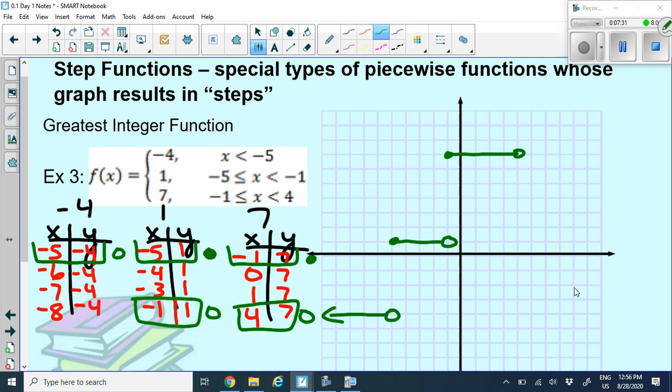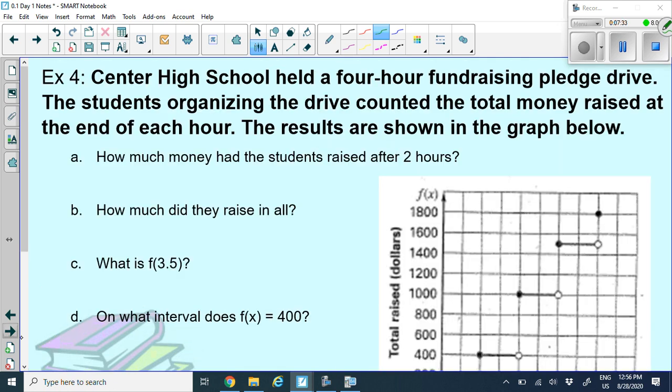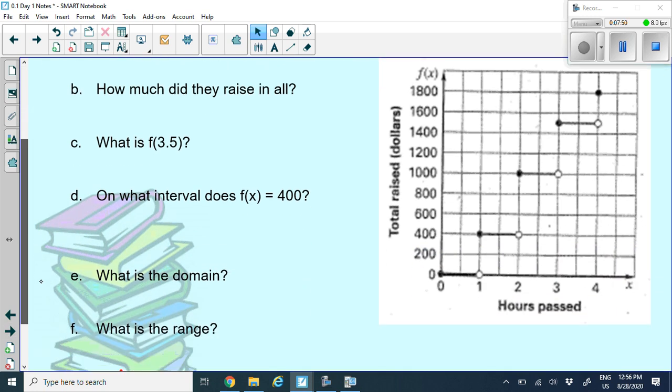Okay, now let's apply all of this information to a word problem, our favorite. Okay, so it says Center High School held a 4-hour fundraising pledge drive. The students organizing the drive counted the total money raised at the end of each hour. The results are shown in the graph below. So let's talk about the graph so we understand it. So it's going to be very important.